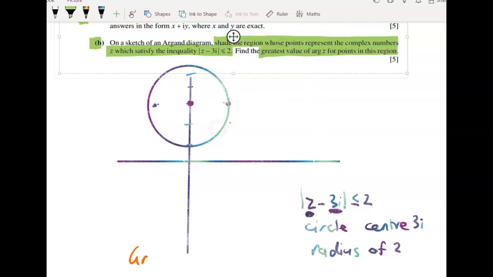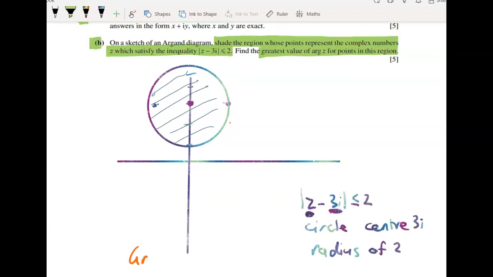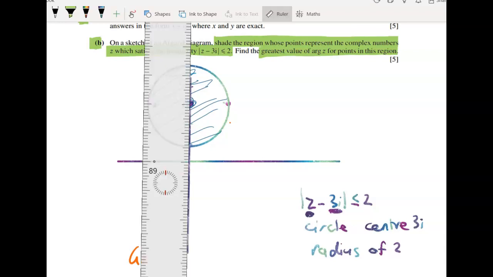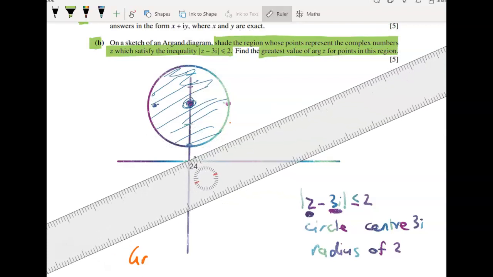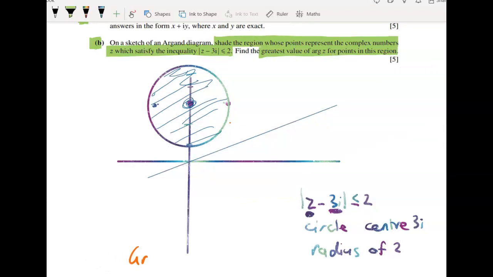I'm just doing this by eye, but we're going to draw, hopefully, quite a nice circle. Let's see how I go with that. Okay, not too bad. So that's my circle, and I have to shade in the region whose points represent the complex number when it's a weak inequality. So I need to shade in everything inside here. So that's the locus part, and I think that's probably worth maybe 2 marks.